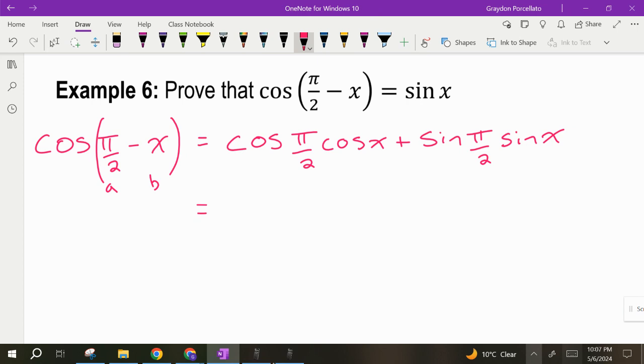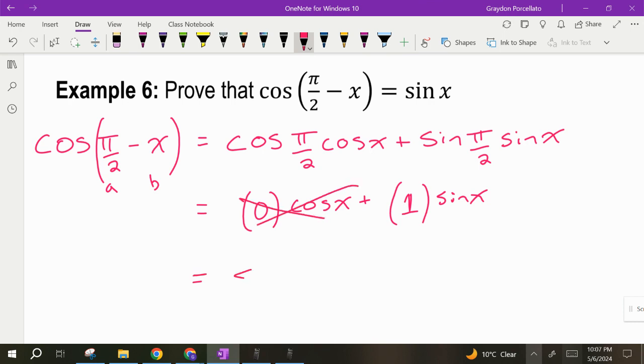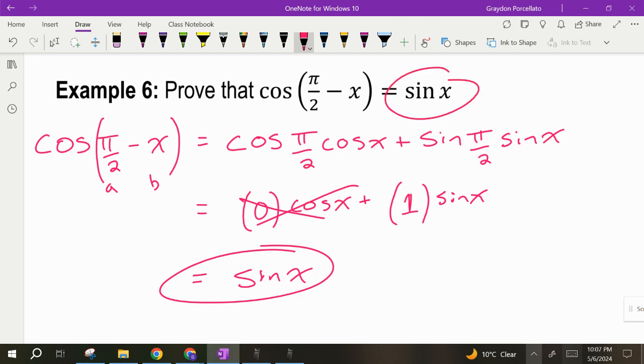So cos of pi over 2 is 0. Cos x, we don't know what cos x is because we don't know x. Sine of pi over 2 is 1. Sine x. And look at that. This one goes away, and all we're left with is sine of x. Boom. That is equal to that. So our left side equals our right side.